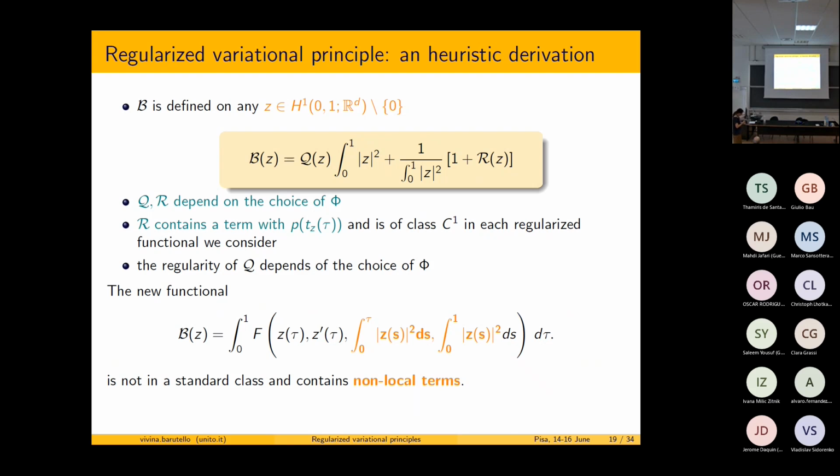Okay. Here just something more on this function. Of course, Q and R depend on the choice of phi. R is always C1, does not depend on the choice of phi, while the regularity of Q depends on the choice of phi. The new function contains these non-local terms. Okay, these two non-local terms. That is the reason why it can be used for delay equations.